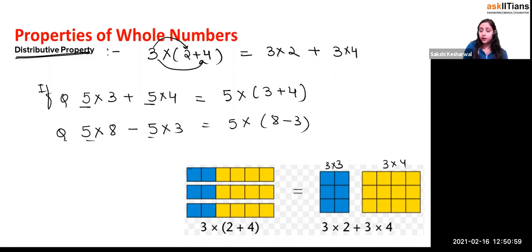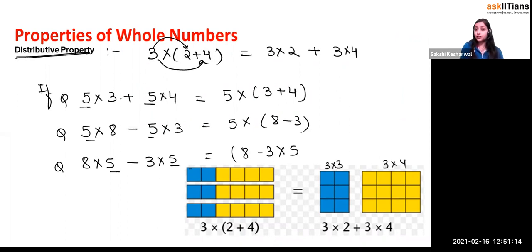Now if I write one more question, 8 into 5 minus 3 into 5, you see that 5 and 5 are over here. It doesn't matter which side it is on. So you can write this as what, beta? 8 minus 3 into 5. Are they the same? Yes, because 5 into 3 is 15.